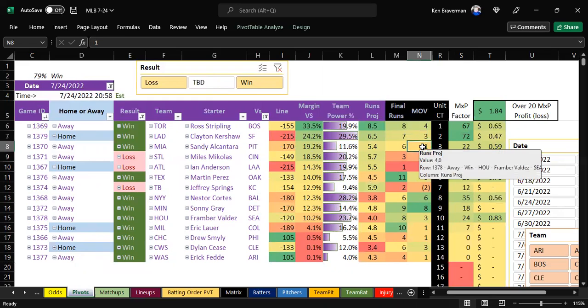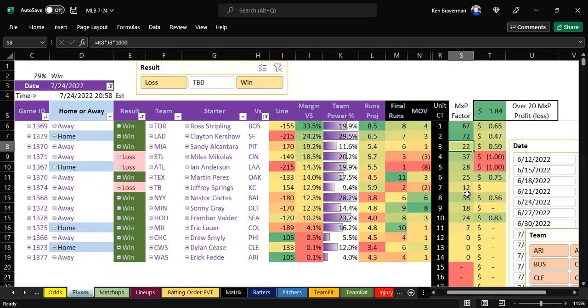Miami wins by 1 run, okay? But the MxP factor is only 22. St. Louis loses that game. Atlanta loses that game. But Yankees at a 35 down here win that game. Houston wins that game. Minnesota wins the game, but it was only 18. At least you'd say this, if you cut it off at 18 and above, you could have kept the Minnesota game.